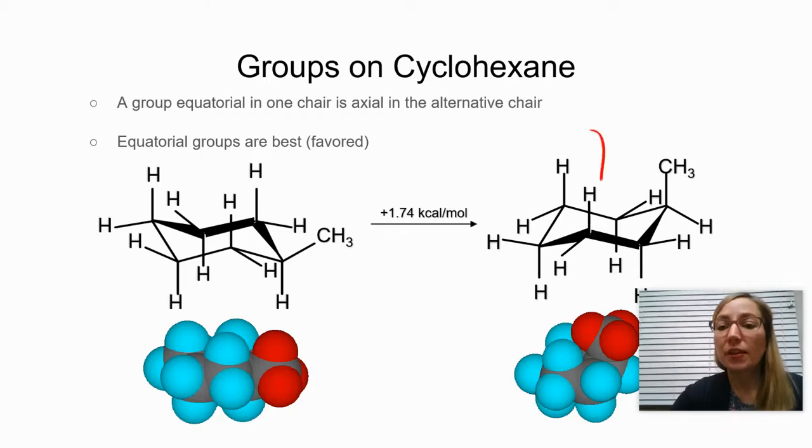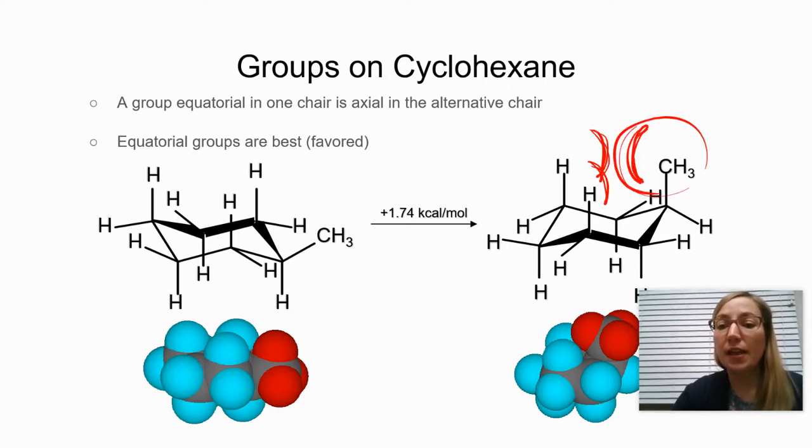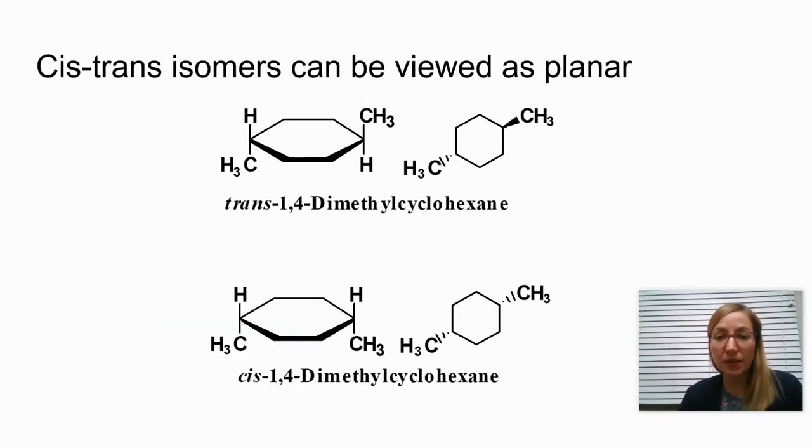So when we look at this kind of strain, steric strain between that big methyl group and the neighboring hydrogens is much worse when the group is axial. So they prefer being equatorial.